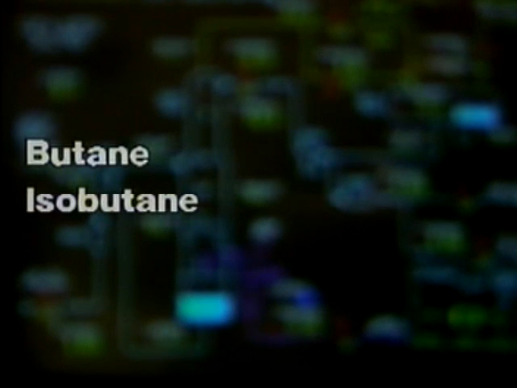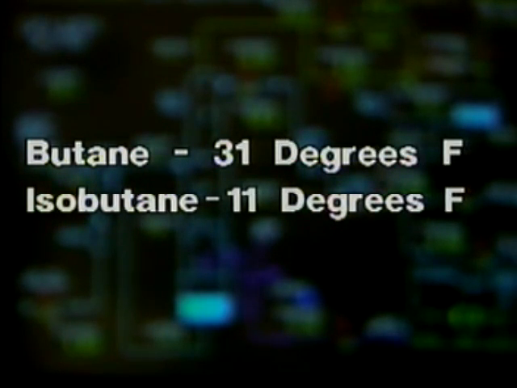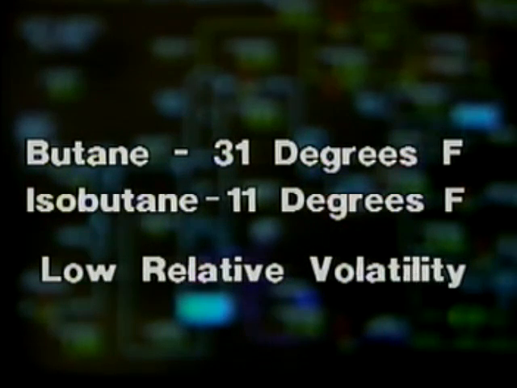Now let's examine a liquid mixture of butane and isobutane. At atmospheric pressure, butane boils at approximately 31 degrees Fahrenheit. Isobutane boils at approximately 11 degrees Fahrenheit at atmospheric pressure. This mixture has a low relative volatility. A low relative volatility means that the components are relatively hard to separate by distillation because their boiling points are close to each other. Well, we've covered a lot of information in this topic.